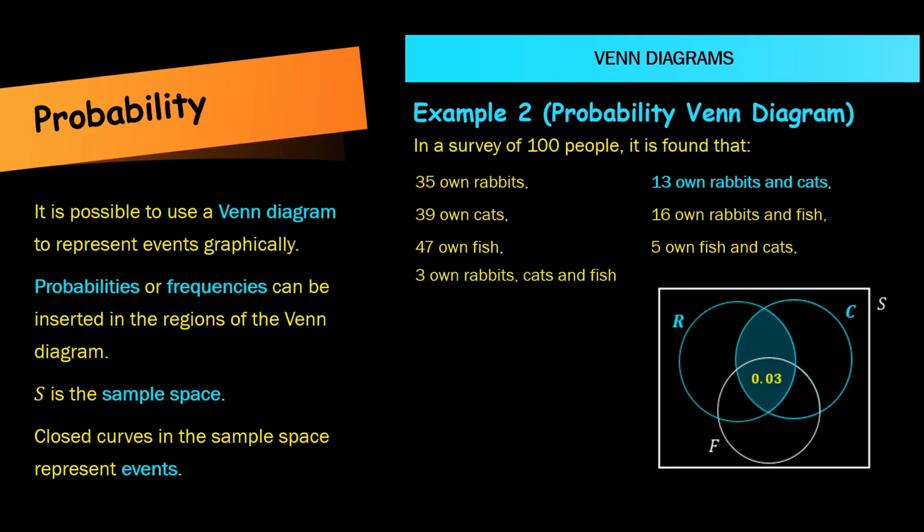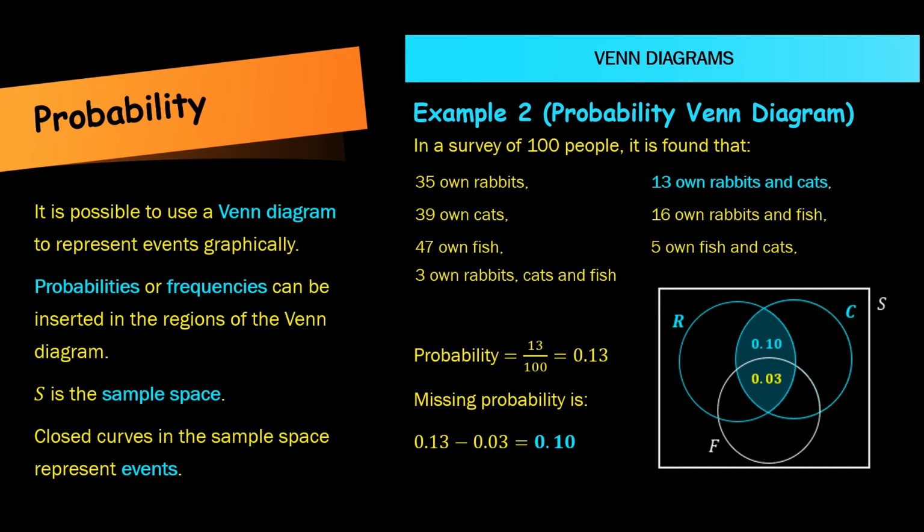And now for the rabbits and cats intersection. The probability that somebody owns rabbits and cats is 13 out of 100, which is 0.13. So the missing probability is 0.13 minus 0.03, which is 0.10. And so that goes in the shaded region there as shown in red.